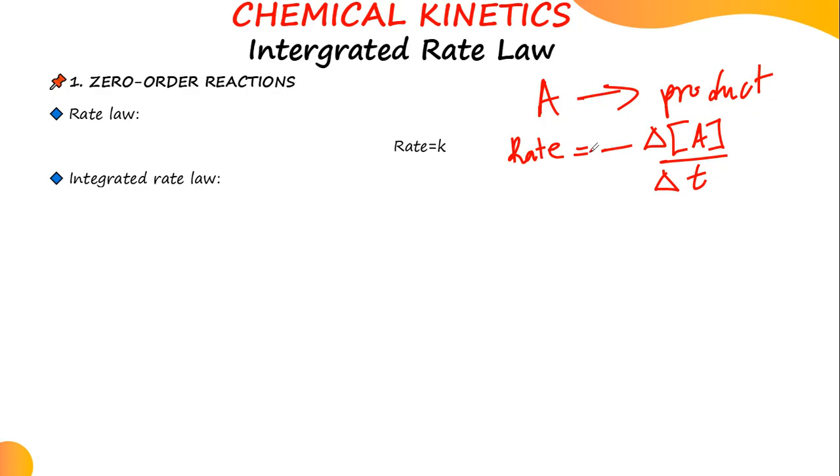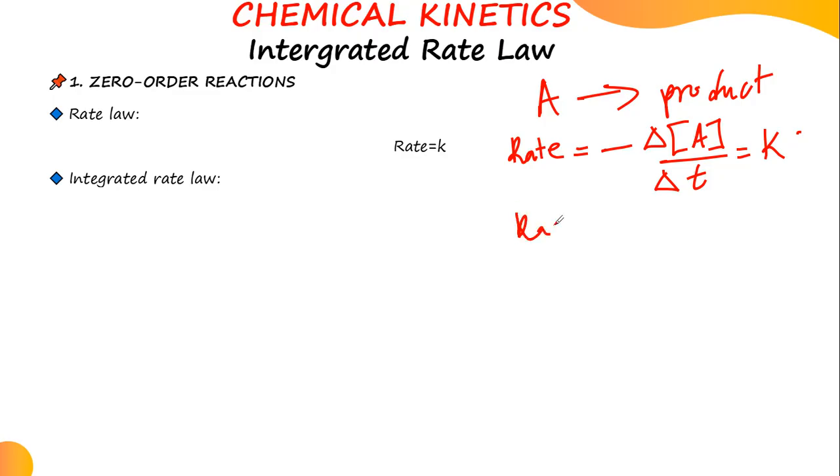So this negative is because it is decreasing with time, and then negative change in the concentration of A over change in time. Now, once we have this, we combine it with the same rate, K. And then here, they had to do the integration, dy dx.